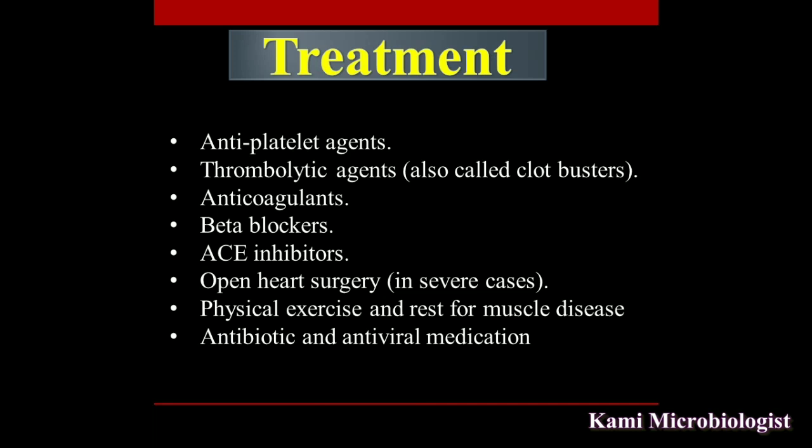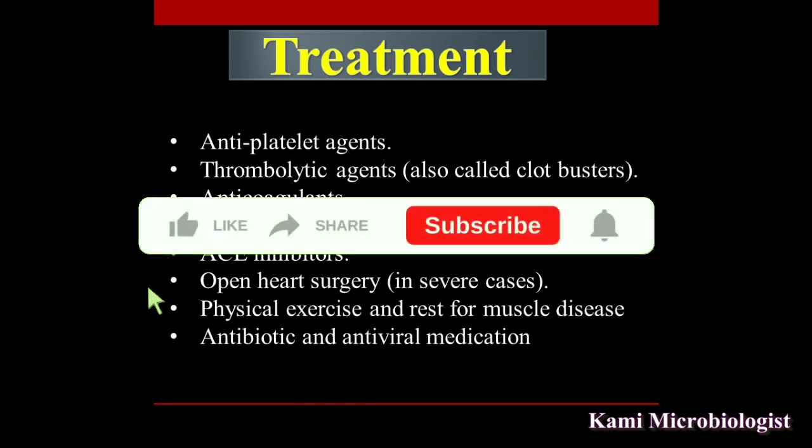Next we have the treatment. If all the cardiac markers get high, what will be the treatment? The first treatment is antiplatelet agents, medicines that act against the platelets. Next we have thrombolytic agents, which can dissolve and bust the clots. Next we have anticoagulants, beta blockers, ACE inhibitors, and open heart surgery in severe conditions. We have physical exercise and rest for heart muscle disease. If there is any type of disease, like bacterial or viral, then in that condition we will provide antibiotics and antiviral medications. So these are the treatments.